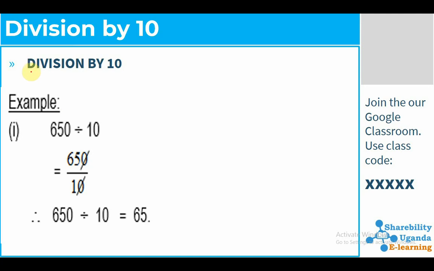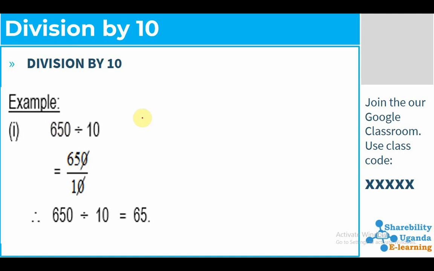They were talking about division by 10. When they talk about division by 10, that means we divide the given number by 10. So we have our 650 divided by 10. This is done in this way. You can still use the same method, but here they are giving us a simple method that we can use, and it is quite simple.